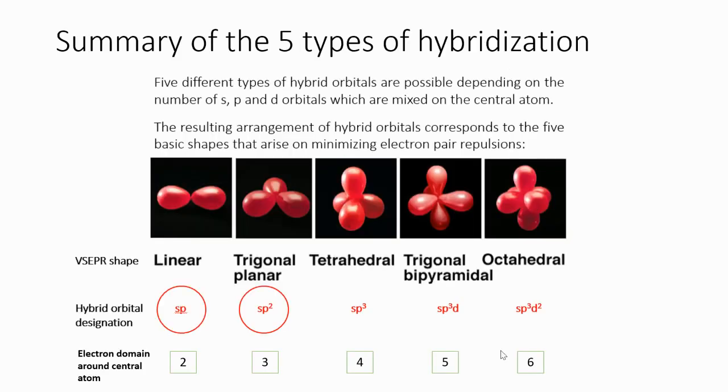Here is a summary of the five types of hybridization that can occur, and we can predict what type of hybridization occurs based on the electron domain around the central atom and the VSEPR shape. So the one we just looked at was tetrahedral, which means it has an electron domain of 4 and therefore forms a hybrid orbital designation of sp3, 1s and 3p orbitals to create the sp3 orbital hybrid. Let's go and have a look at another couple of examples.